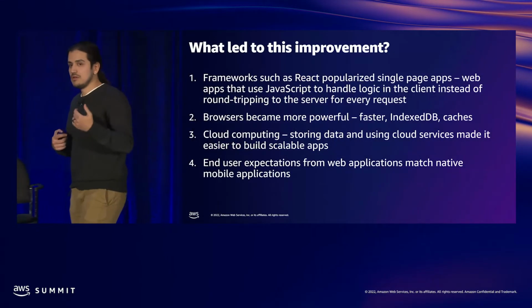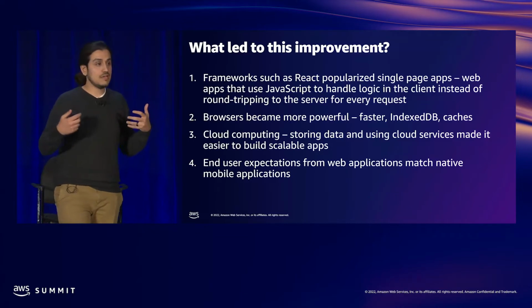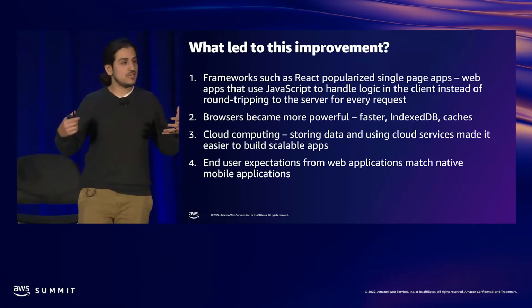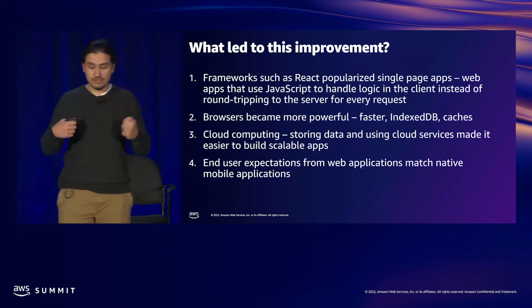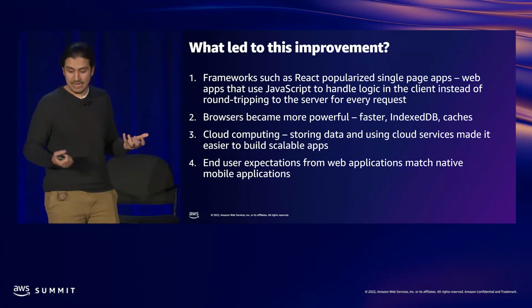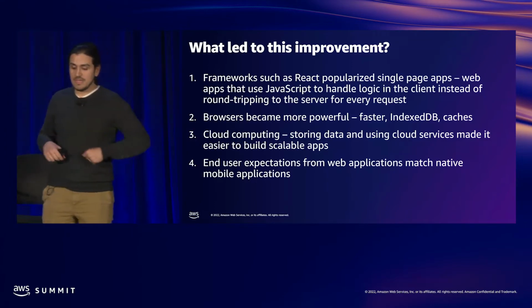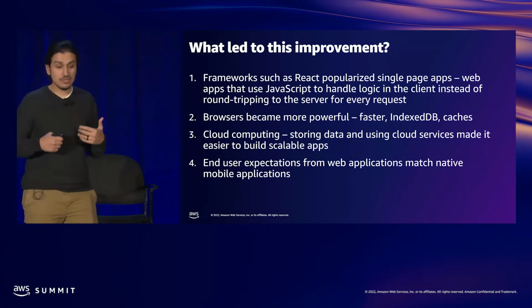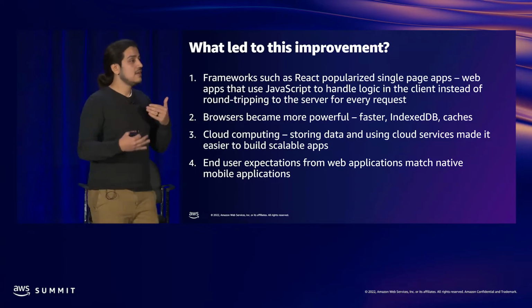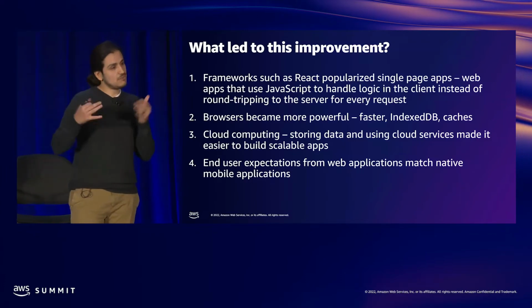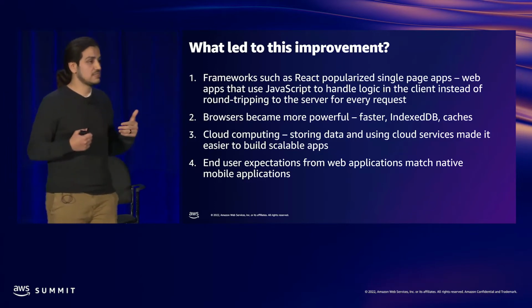So let's talk a little bit about what led to this improvement. How did we get to a place where we now have actually working and functioning applications in our browser? The first one is, of course, the introduction of frameworks like React. Because these frameworks are now available, you actually have the ability to handle logic in terms of interacting with the client or making changes to your web page directly in the client without having to do round trips to the server for every single request.